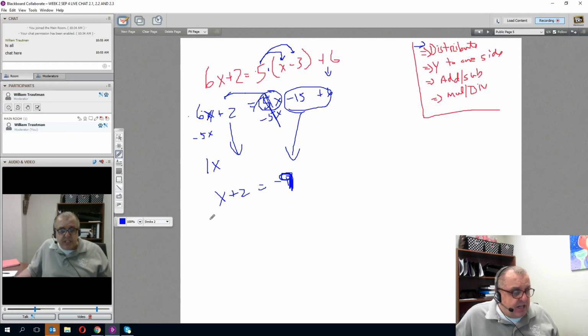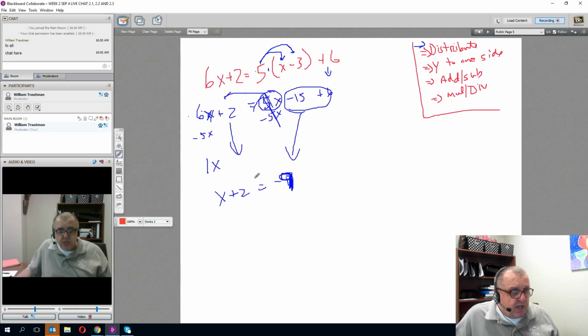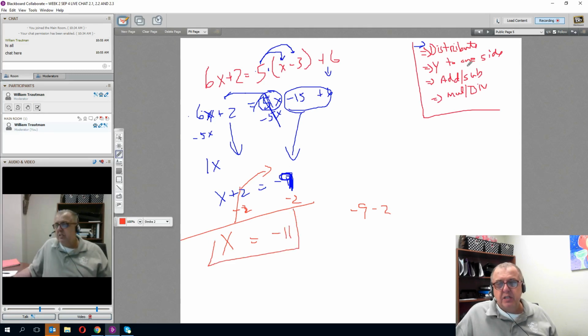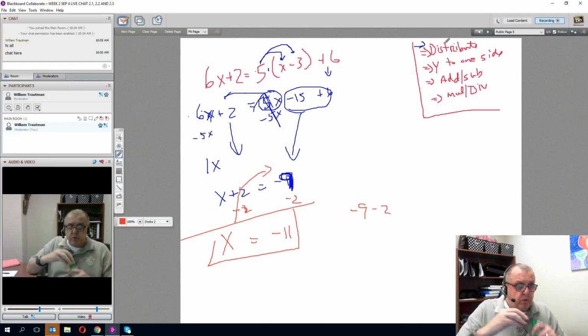The only thing left, I'm getting x by itself, is get rid of the 2. I need the 2 to this side, so I'm going to subtract 2, and I get x equals negative 9 minus 2 on my calculator is a negative 11. And that is section 2.1.